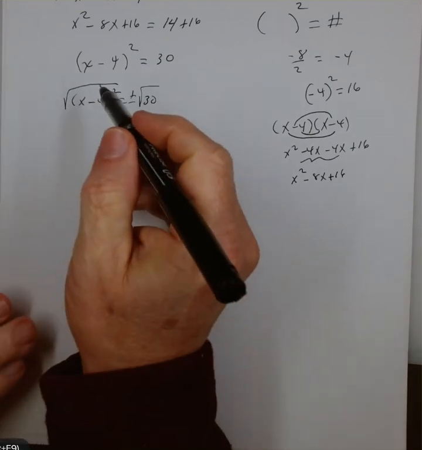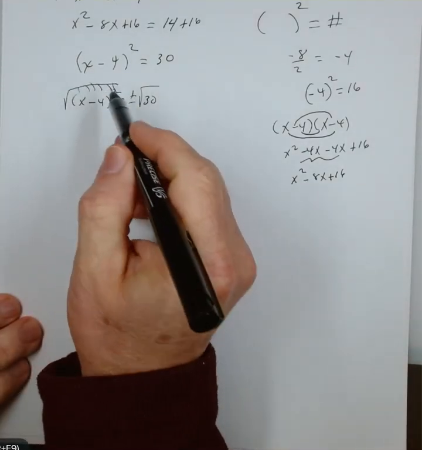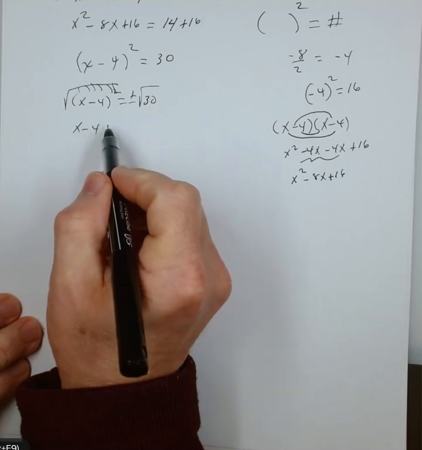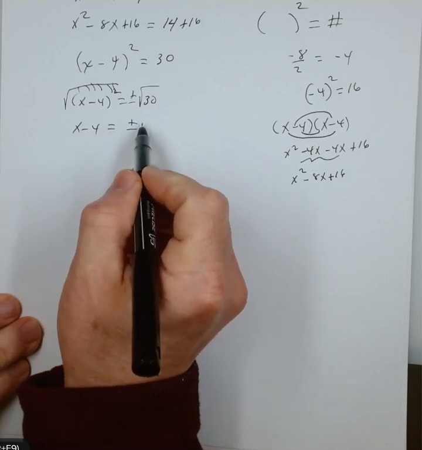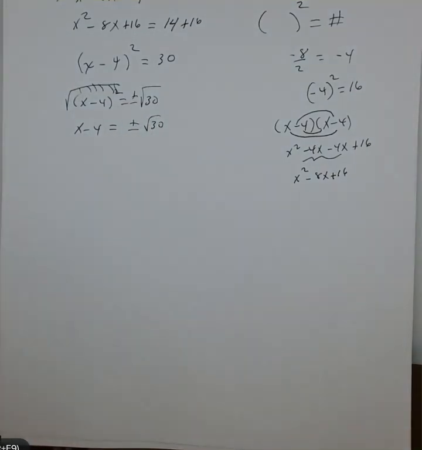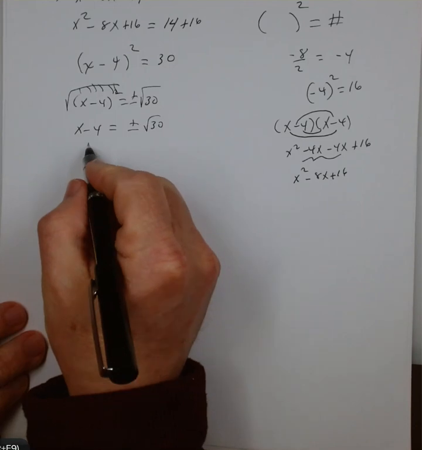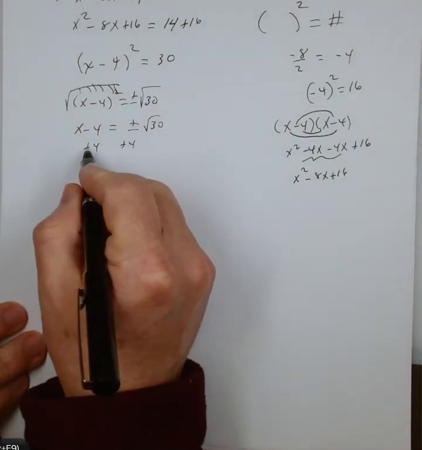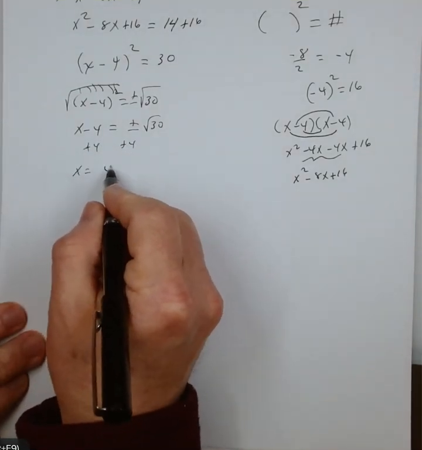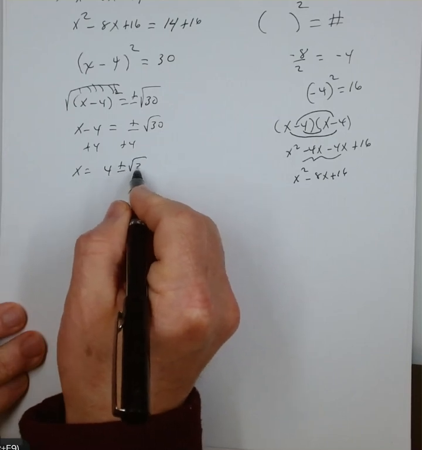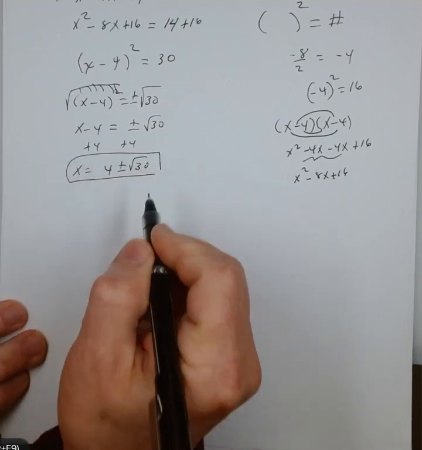So then the next step is just going to be this. You're going to say x minus 4 equals plus or minus square root of 30. And one more step and you're done. What's the next step? Add 4 to both sides. And so you get x equals 4 plus or minus the square root of 30.